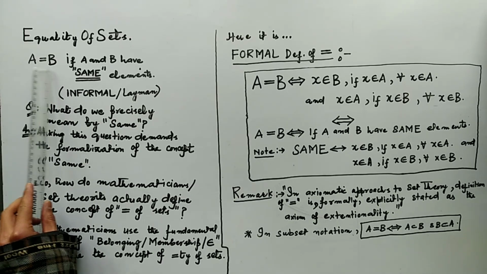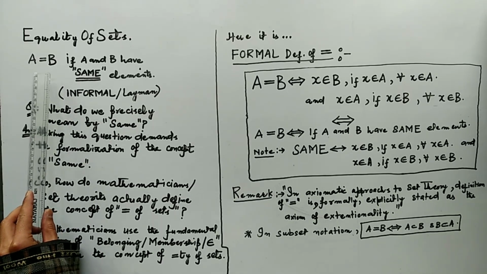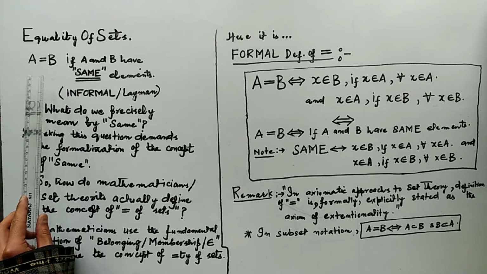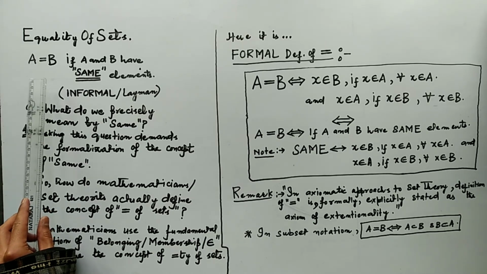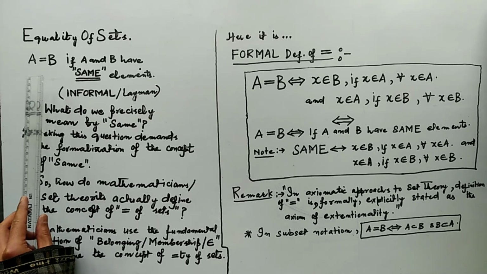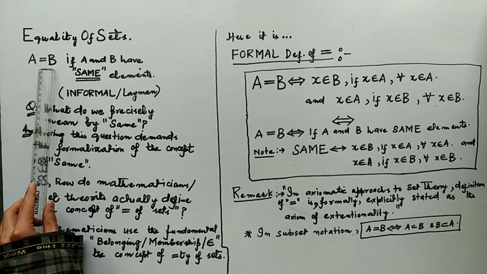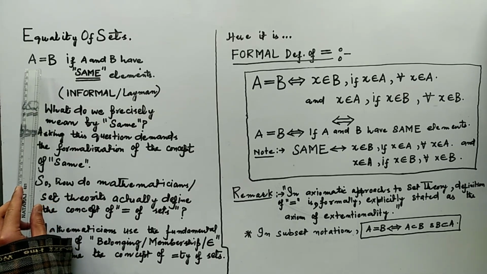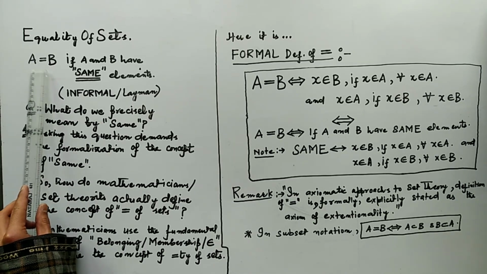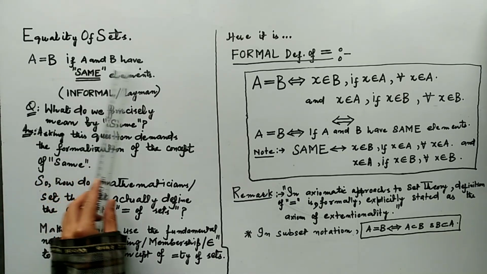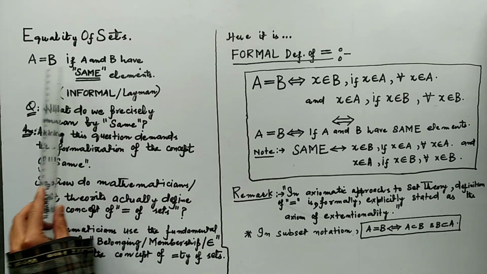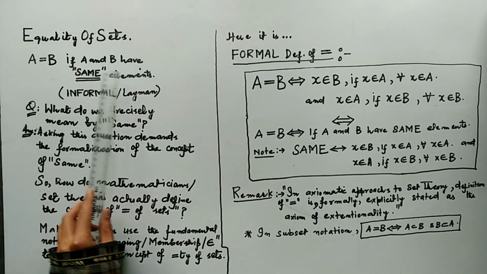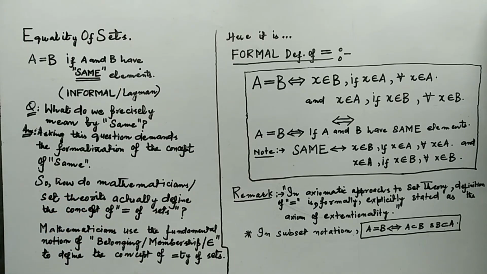If I have two sets A and B, I will say that those two sets A and B are equal, and I denote this fact of being equal by this notation. We read this symbol as A is equal to B if this thing happens. What? A is equal to B if A and B have the same elements. Now, I call this very definition the informal or layman definition.